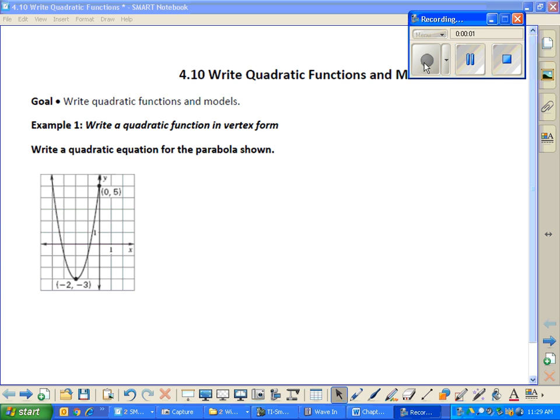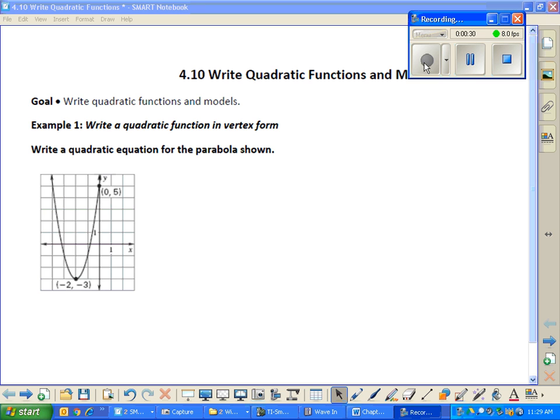So our goal for today's lesson, now that we've spent all this time graphing parabolas, we have to go backwards. So given a parabola, we're going to write a quadratic equation for that parabola. Again, it is super helpful to have your "what I need to know about parabolas" handout handy when you go through and write your equations.